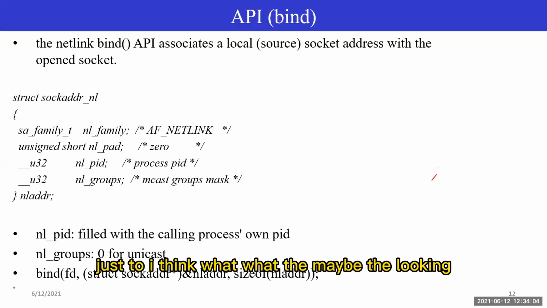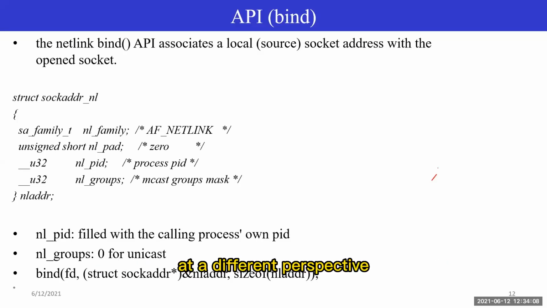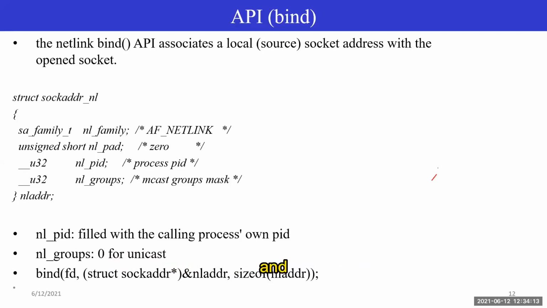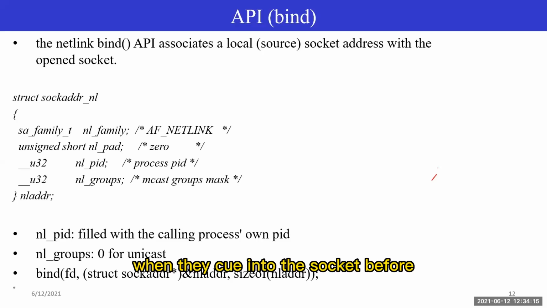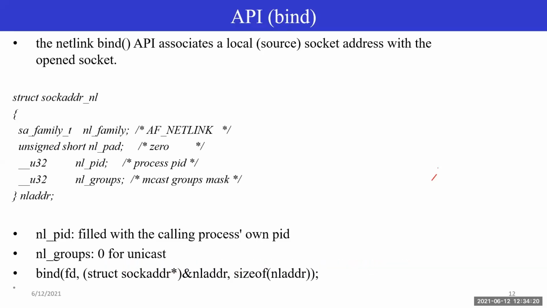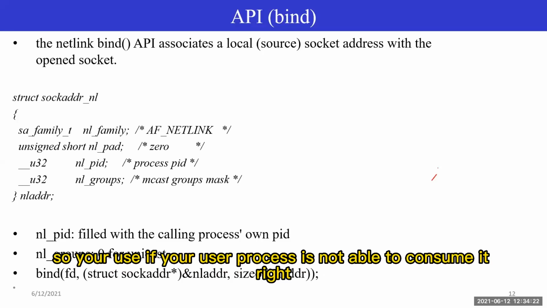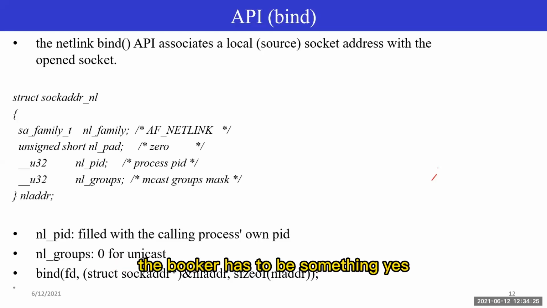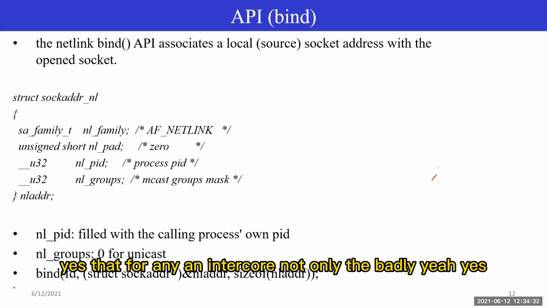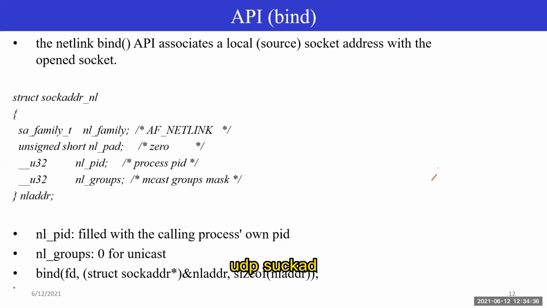Tathagata, just to, yes. Maybe looking at a different perspective, when the events go from the kernel to user and are queued into the socket buffer in the socket layer, since it might be of limited capacity, if your user process is not able to consume it, the buffer has to be... Yes, that is always the case for any socket communication, not only Netlink. Yes, that is true for TCP sockets and UDP sockets.